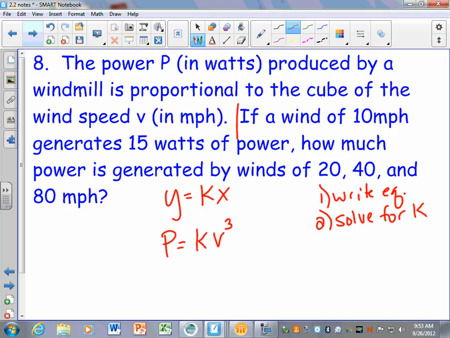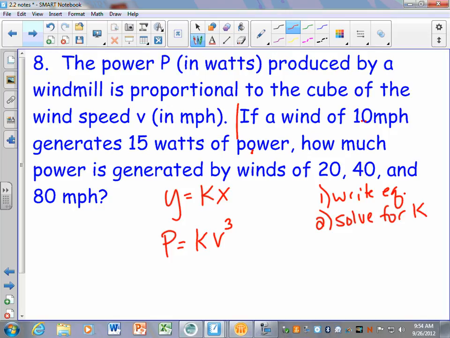And you might say, well, how can I solve for k when there are all letters in my problem? They're going to give you enough information, which means they should give you a p and a v number that you could plug in, and you could solve for k. And look at that next sentence. If a wind of 10 miles per hour generates 15 watts of power, are they giving me two numbers there that go together?